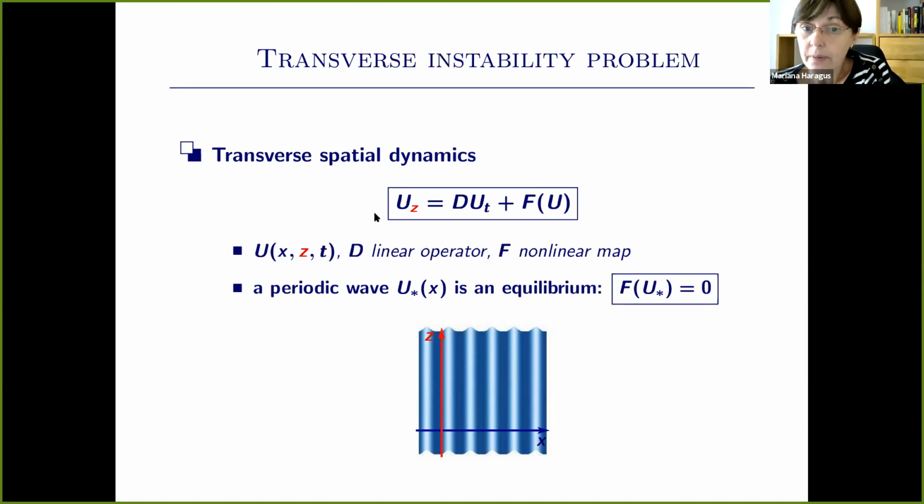So first step, consider a system which is written in this abstract form, where D is a linear operator, F is a nonlinear map, and the advantage of this formulation is that when we take a periodic wave like the two-dimensional periodic waves I've shown you, such a periodic wave does not depend upon the transverse direction z, it only depends upon the longitudinal direction x, and it is then an equilibrium of this dynamical system.